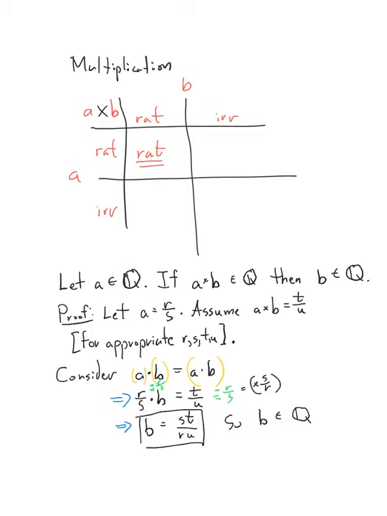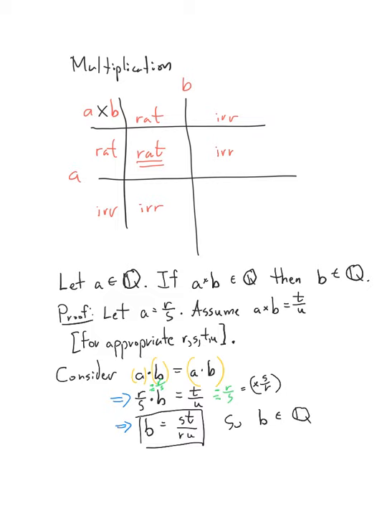S times t is an integer, r times u is an integer. So in the case where one is rational and one is irrational, we get an irrational number, because we know if the product is rational and one is rational, the other has to be rational. So if we know one is irrational, there's no way for the product to be rational.